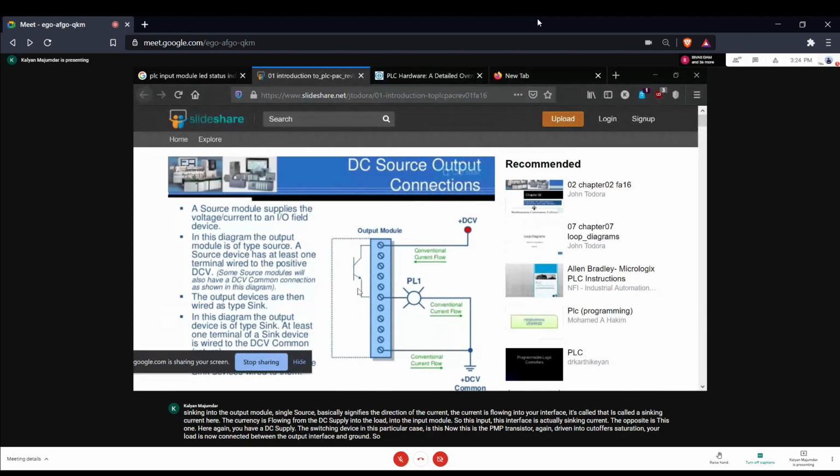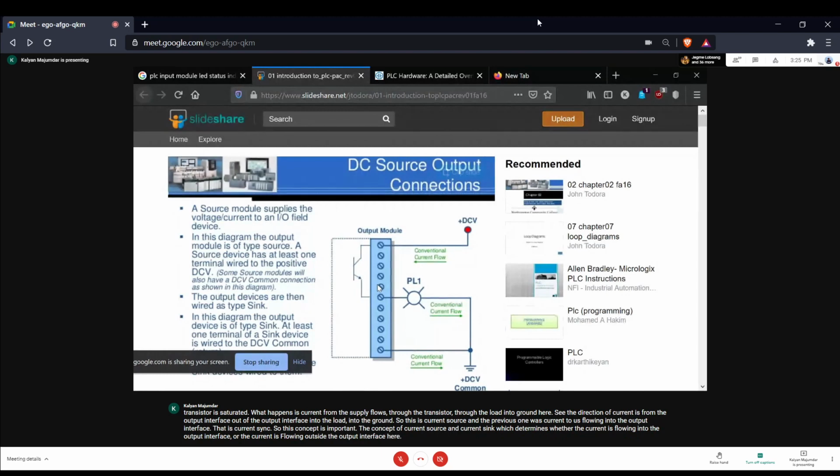So if this transistor is saturated, what happens is current from the supply flows through the transistor, through the load, into ground. Here, see the direction of current is out of the output interface into the load into the ground. So this is current source. And the previous one was current flowing into the output interface, that is current sink. So this concept is important, the concept of current source and current sink, which determines whether the current is flowing into the output interface or the current is flowing outside the output interface.